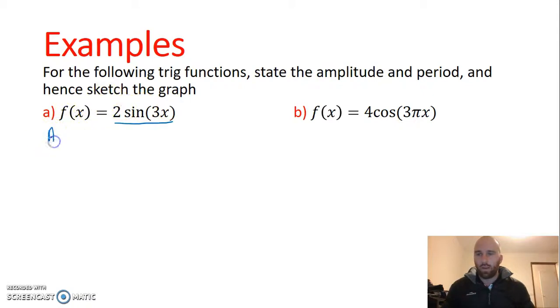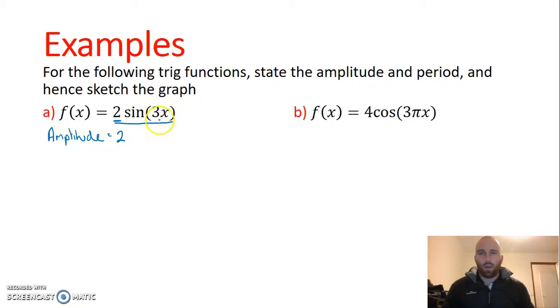So our amplitude is represented by the number at the front of the function. In this case, it's 2. So amplitude is 2. That means our max has been multiplied by 2, and the minimum y value has been multiplied by 2 as well.